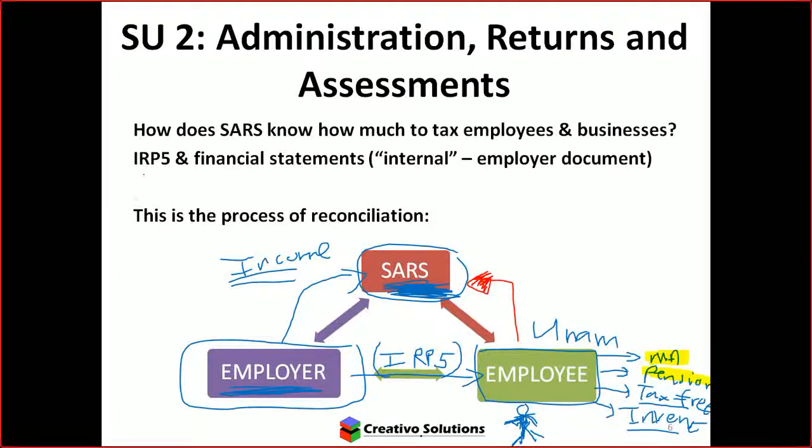Right, IRP5 is what you are going to receive as an individual. Right, if you were a company, what would you have to submit to SARS? I think it's an IRP 14 or something. Oh no, there are financial statements, specific forms that need to be filled out for companies. Okay, that's correct in terms of the admin.